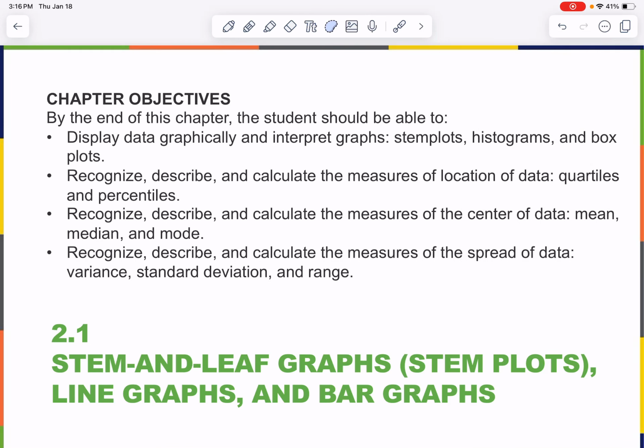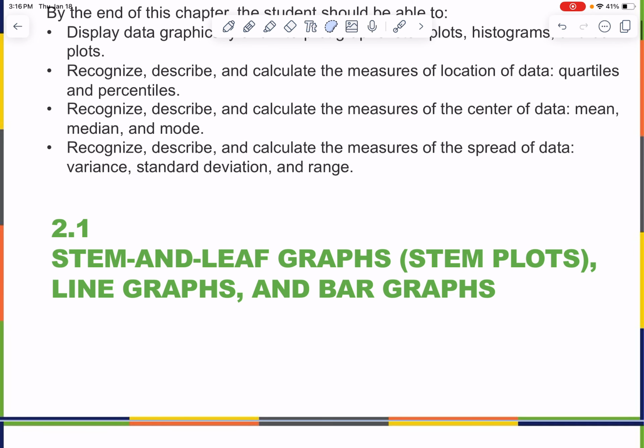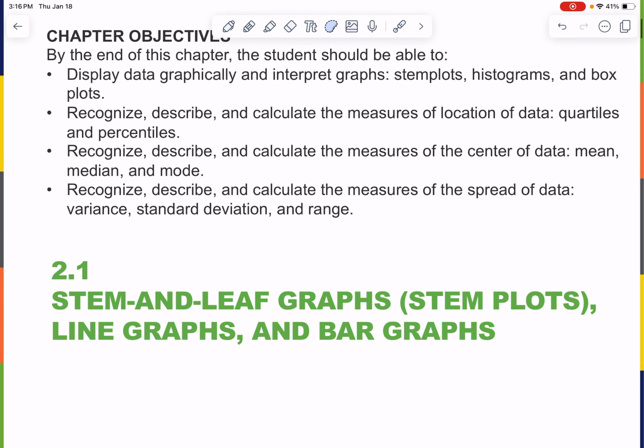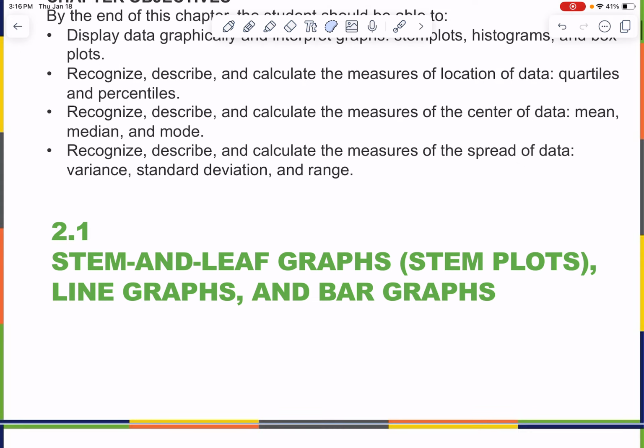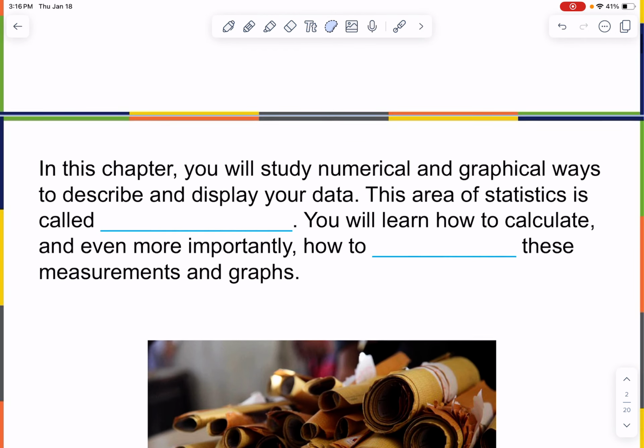Okay, hi everybody. Today we're starting chapter 2, which is about descriptive statistics. Today we're going to be talking about stem and leaf plots, or stem plots, or stem and leaf graphs, line graphs, and bar graphs. We're also going to be talking about histograms and time series plots. Okay, so let's go ahead and start.